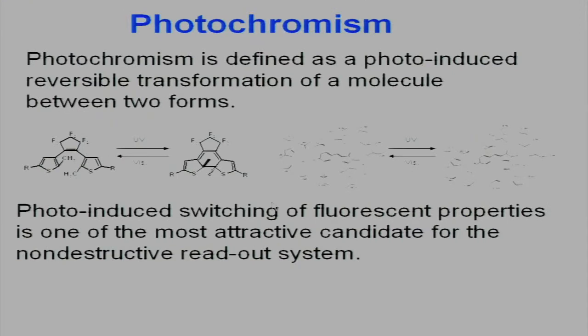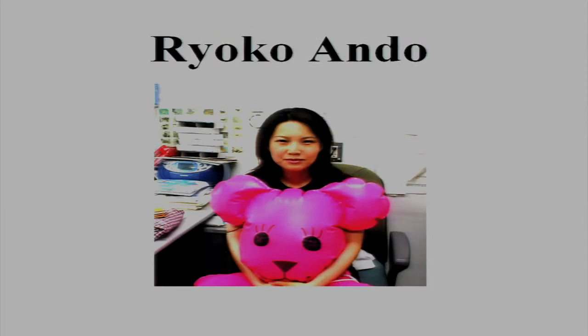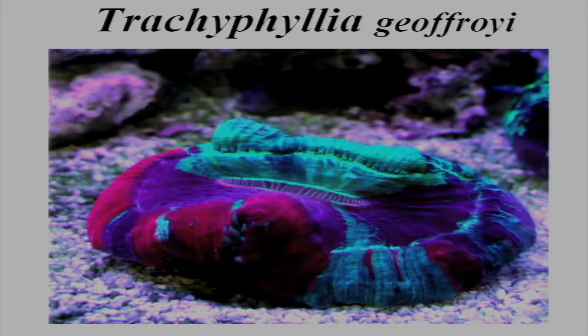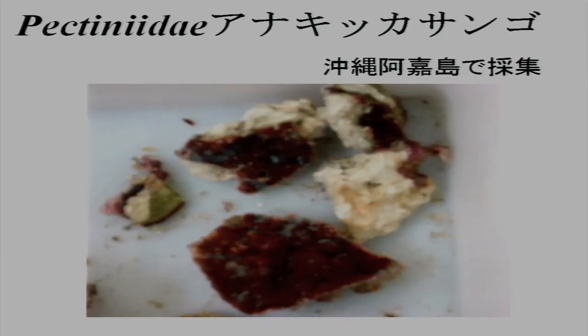It's defined as a photo-induced reversible transformation of a molecule between two forms. After our paper on Kaede came out, Ryoko came up to my office with a new coral, a very shabby, dirty coral. She said she would be interested in cloning something from this coral. And I was negative because it was dirty compared to Trachyphyllia. But she did that.